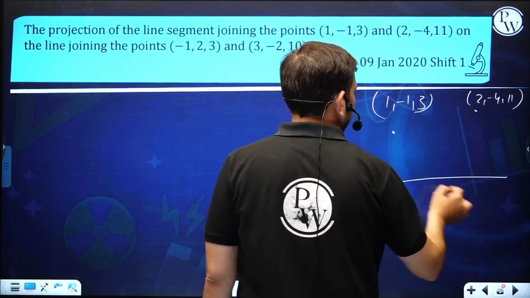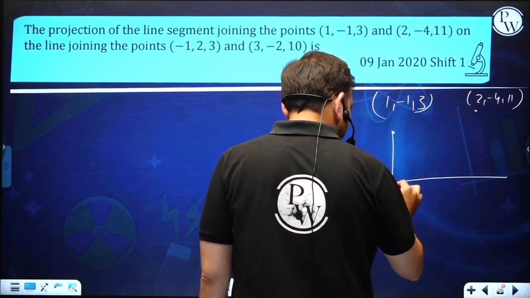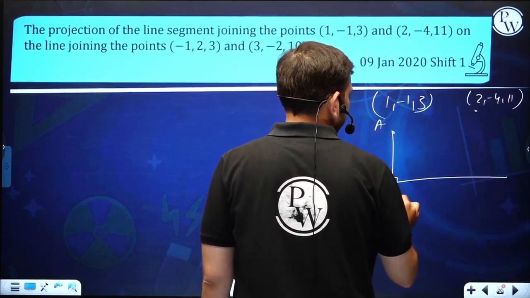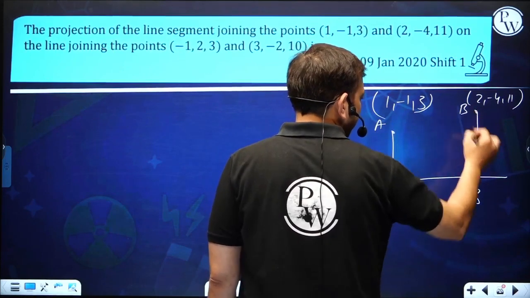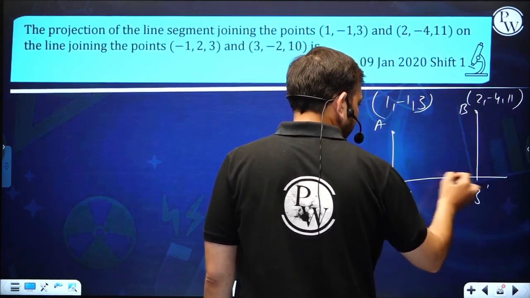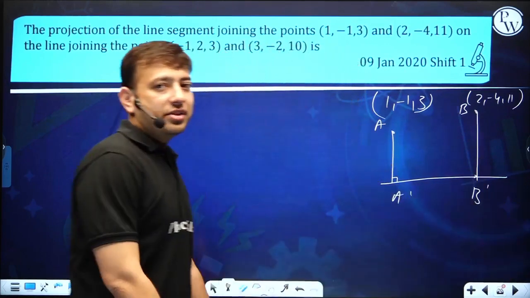And this is one line. Okay. So you find the foot of perpendicular first. If this is A, find A dash, the foot of perpendicular. If this is B, B dash on the line. And then A dash, B dash.